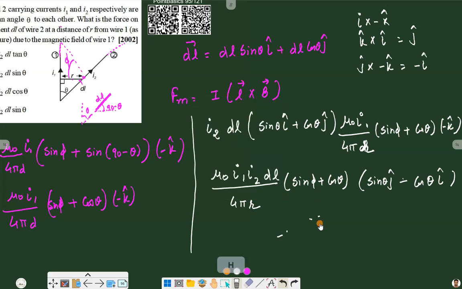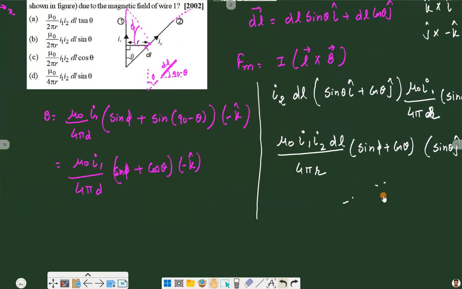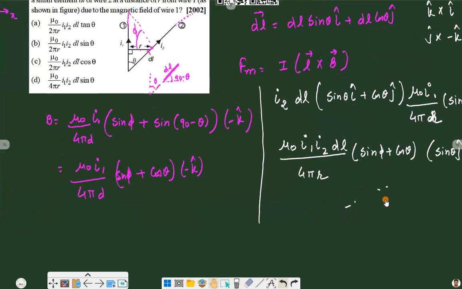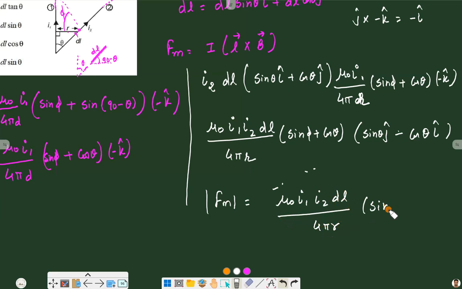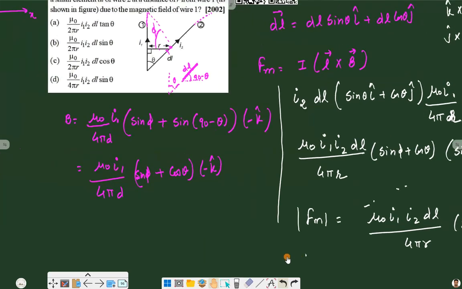In the answer it is only the magnitude. So let's take the magnitude. This whole term will stay as it is, and the magnitude of the vector part will be sin square theta plus cos square theta, that will be 1. So the magnitude of the force will be mu naught I1 I2 dl by 4 pi r (sin phi plus cos theta). Now let's come to the assumptions that we have to make.